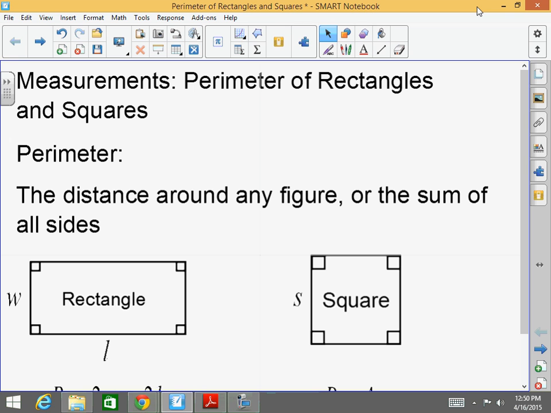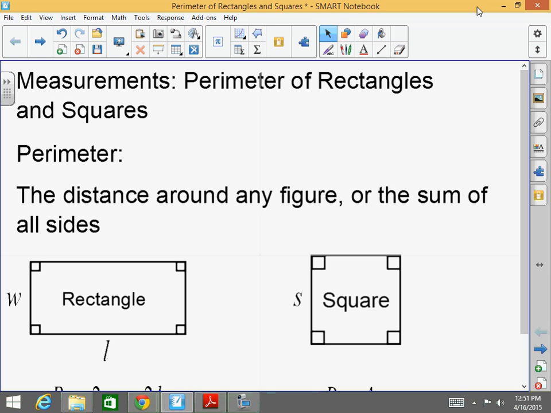In continuing with measurements, we're going to talk about something very useful and very simple today, and it's called perimeter. We're going to learn about the perimeters of rectangles and squares. Perimeter, simply put, guys, is the distance around any figure, or in other words, the sum of all sides.